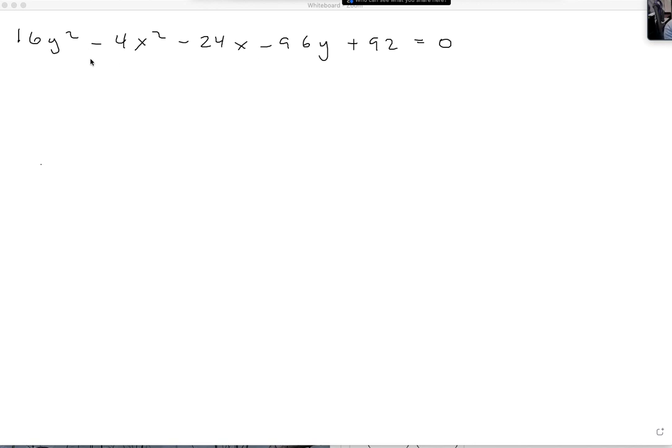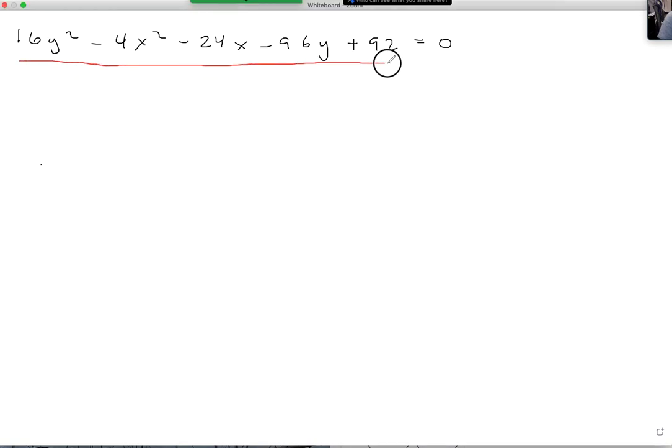Okay, so for this one, we have a hyperbola that we're trying to graph, so we want to write it in standard form. One thing that will make this one a little bit easier is when you notice that all of these numbers right here are divisible by 4. So the very first thing I'm going to do is divide out 4 on both sides, and that's going to give me some easier stuff to work with.